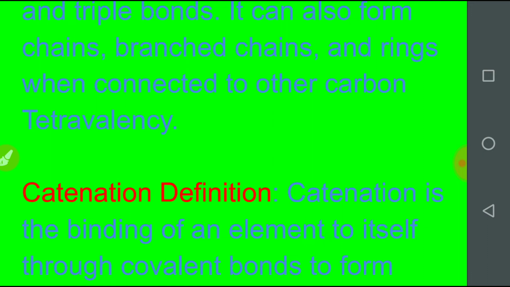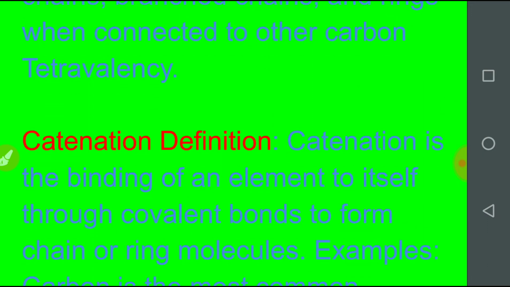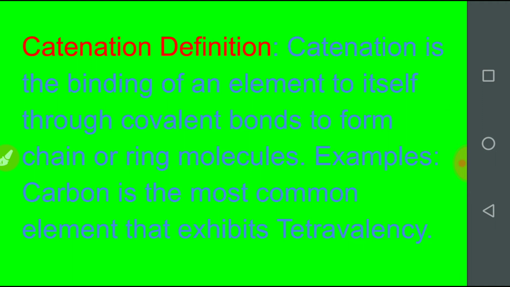Dear friends, catenation is the binding of an element to itself through covalent bonds to form chain or ring molecules. In other words, the self-linkage property of carbon atoms through covalent bonds to form long chains and rings is called catenation. That is, the carbon-carbon linkage is called catenation. Example: carbon is the most common element that exhibits tetravalency. Now, there are single bond, double bond and triple bond.